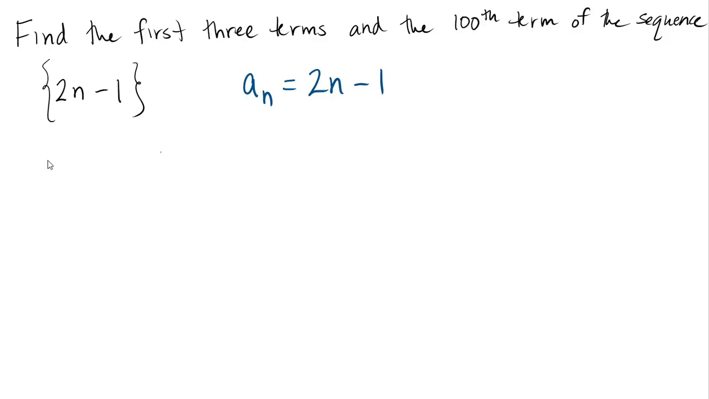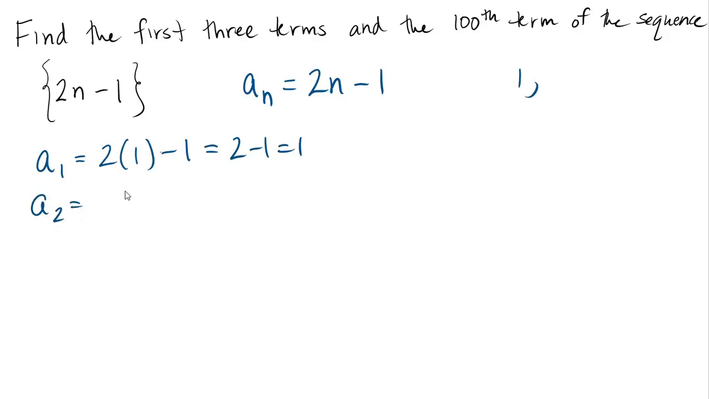The first term of the sequence would be a sub 1. And now we see how the formula works. To find a sub 1, we plug 1 in for n. This is just like function notation, except instead of using parentheses around the input, we're using a subscript. But otherwise, it's the same thing. So now we do the calculation. 2 minus 1 is 1, and so the first term of the sequence is 1.